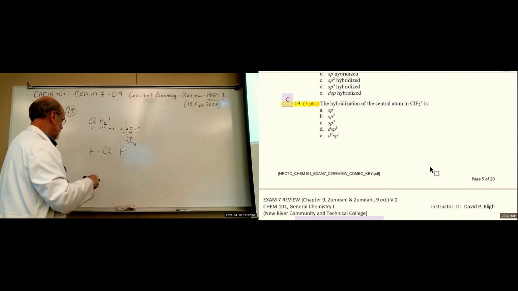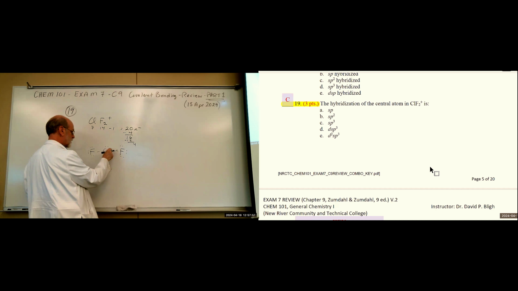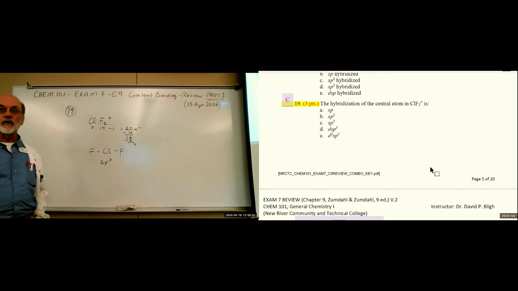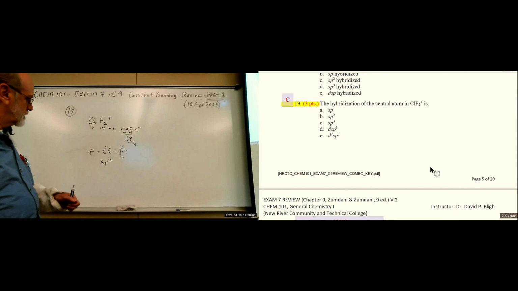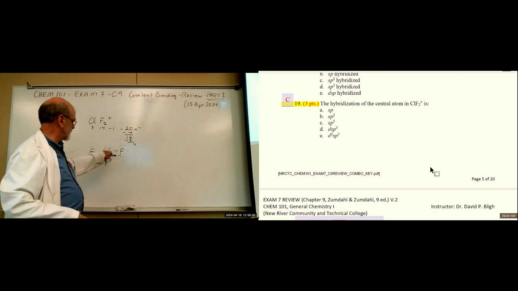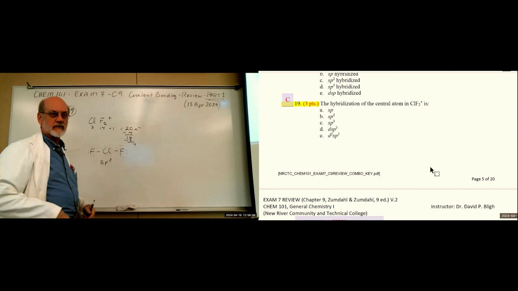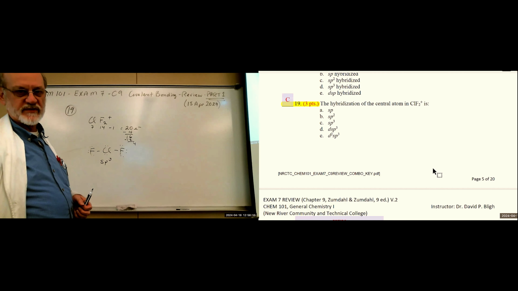Okay, so the hybridization around this one, we've got 1, 2, 3, 4 groups. sp3. We need 4 hybrid orbitals to accommodate 2 bonding and 2 non-bonding pairs. That would be C.